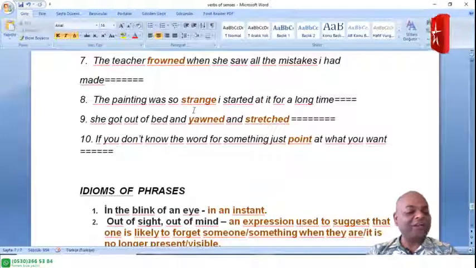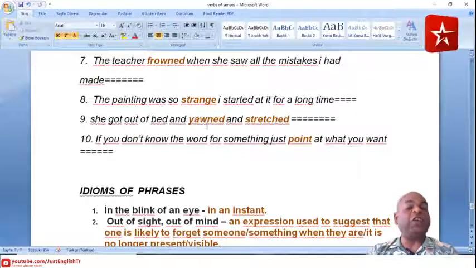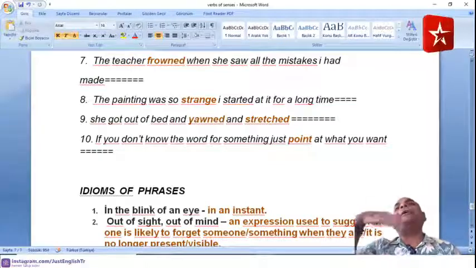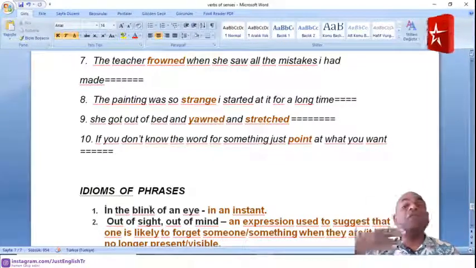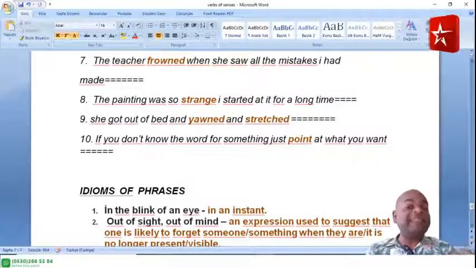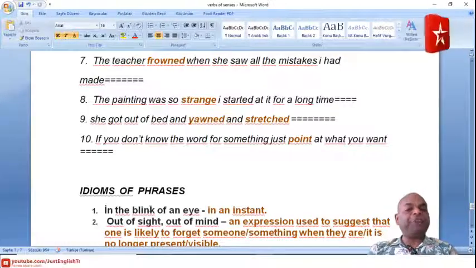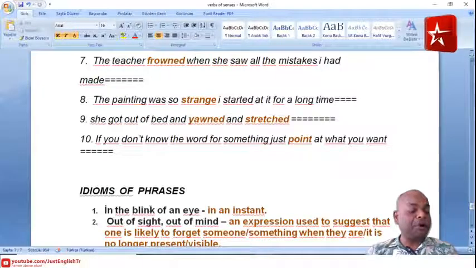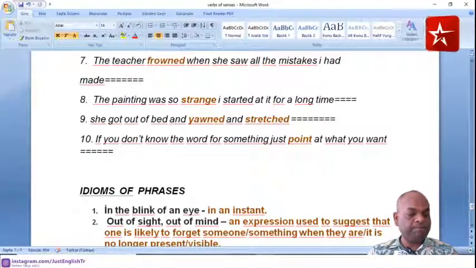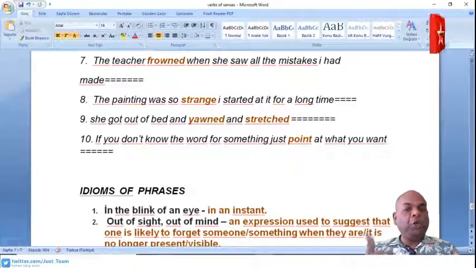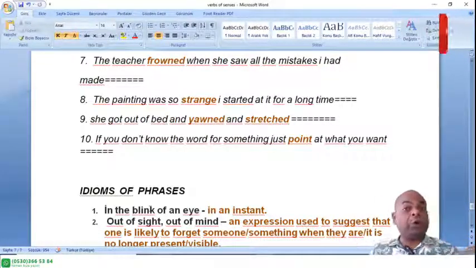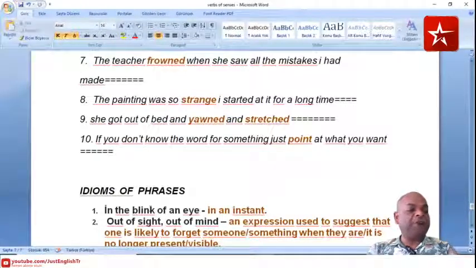Let's go to number 9 and 10, and we will continue with our idioms or phrases right here in upper intermediate. Number 9. She got out of bed and yawned and stretched. Now, if you don't know the meaning of yawned, yawn means this. That is called yawned, and that is stretched. All right, guys? Now here, number 9, which part of the body is coming here? There should be 2 parts. Which words will be coming in which part of the body?